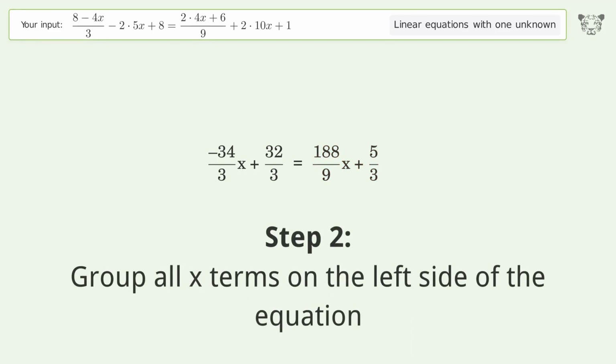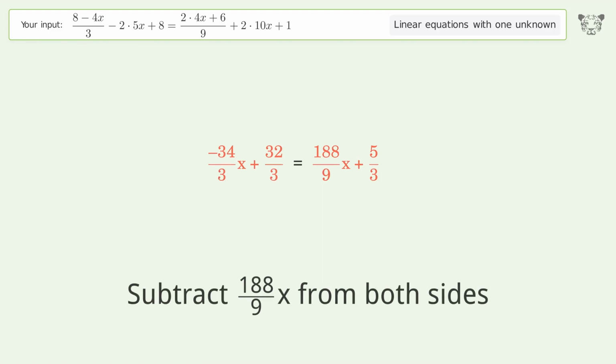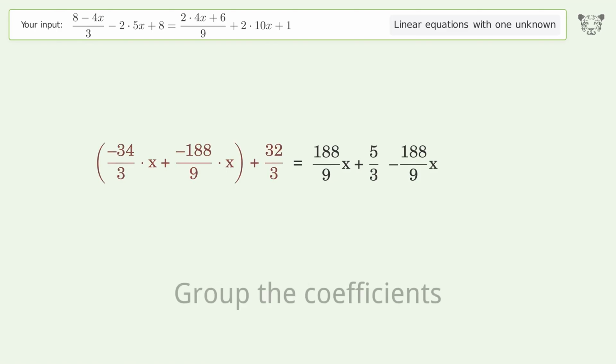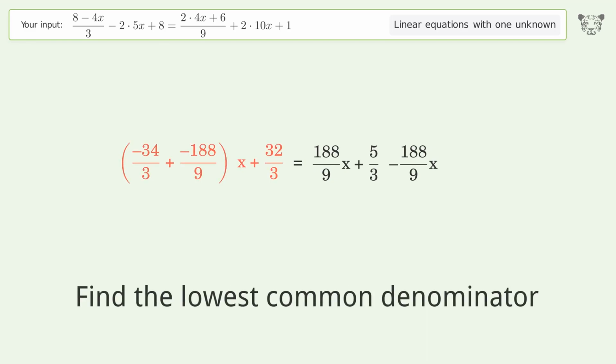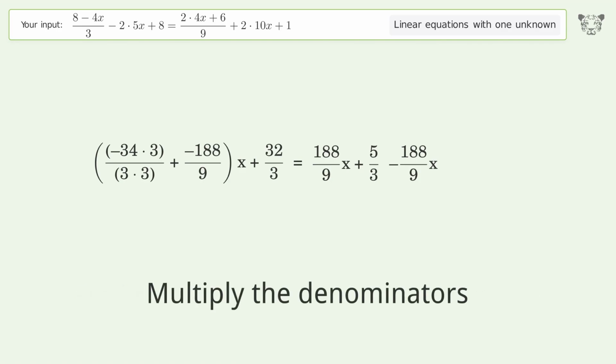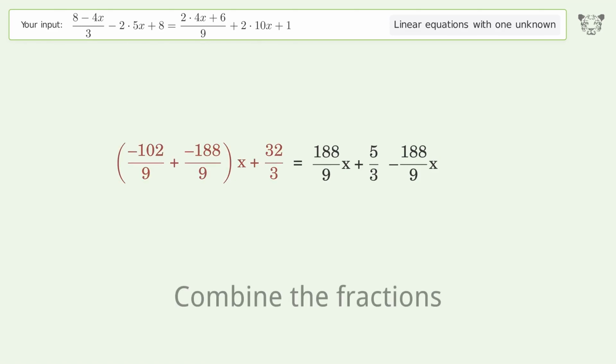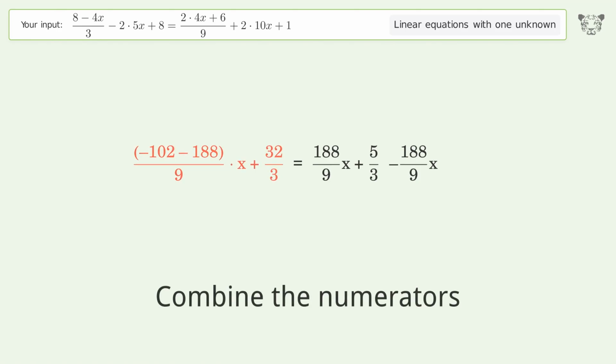Group all x terms on the left side of the equation. Subtract 188 over 9x from both sides. Group like terms. Group the coefficients. Find the lowest common denominator. Multiply the denominators. Multiply the numerators. Combine the fractions. Combine the numerators.